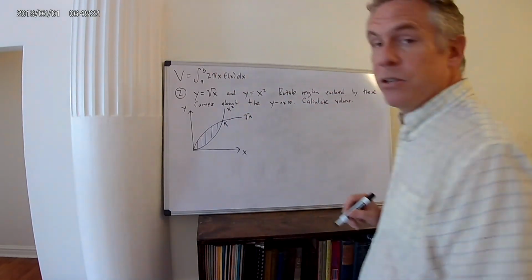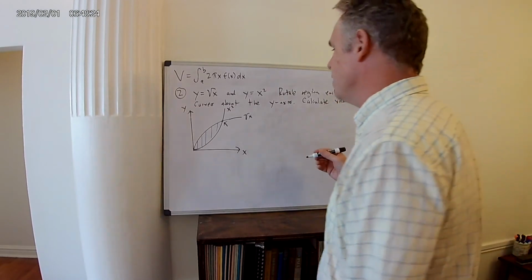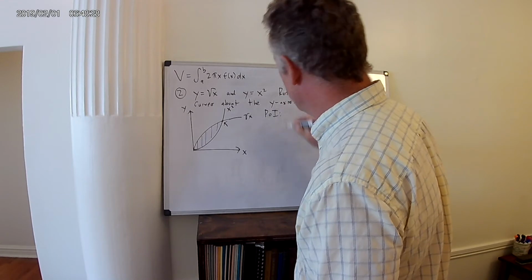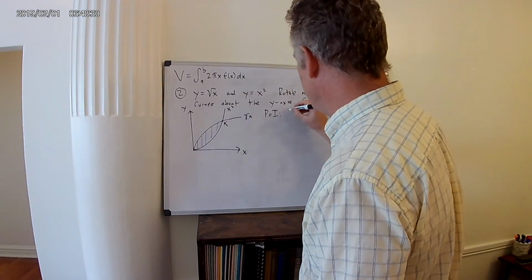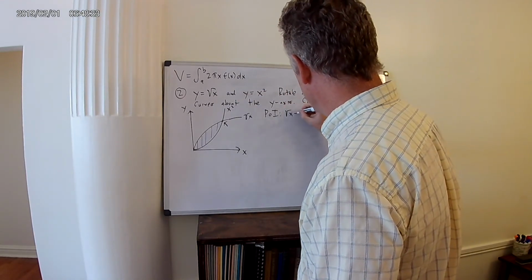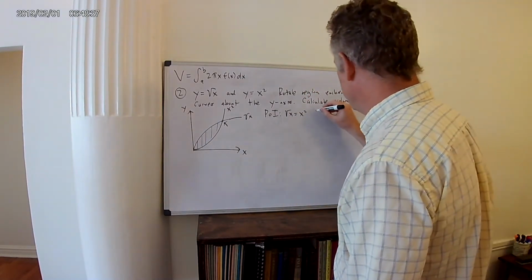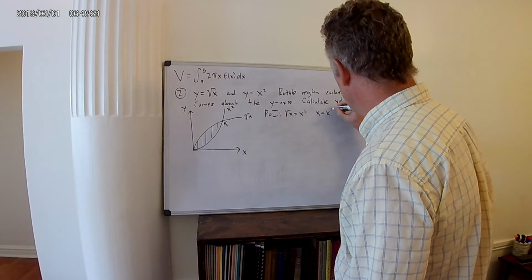What is this point of intersection? We've done this before, but let me show you again how to do this. The way we find the point of intersection is we set these two curves equal to each other. So we get square root of x equals x squared. We square both sides, which leads us to x equals x to the fourth.